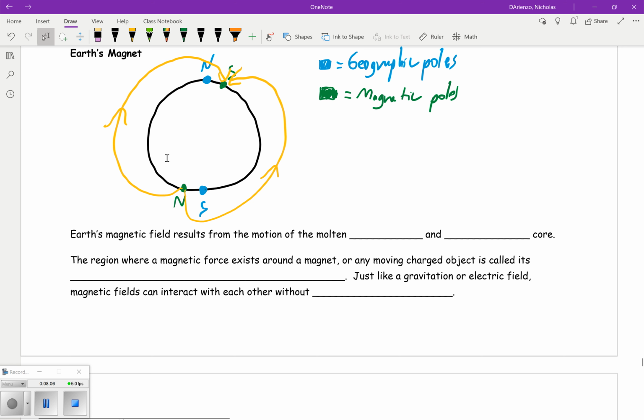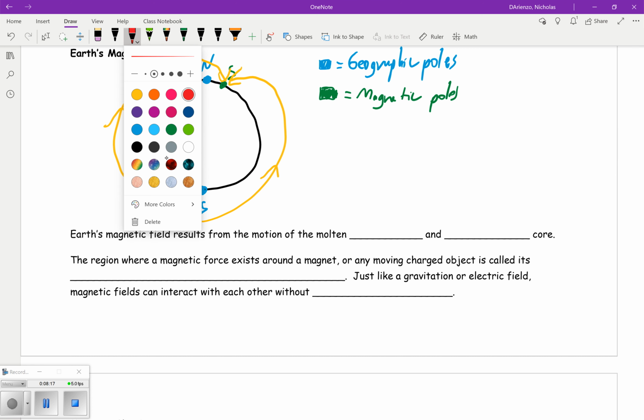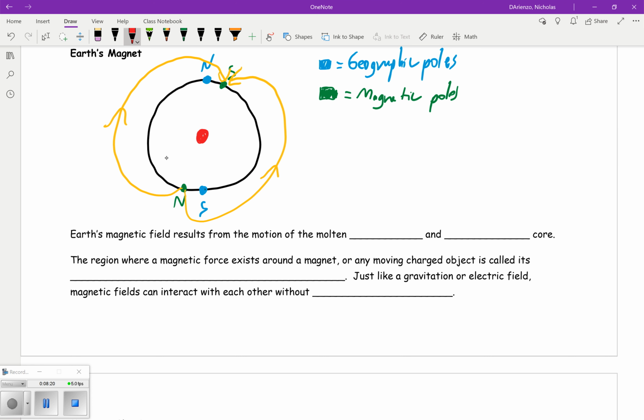This field itself gets produced from the iron and nickel core that's moving inside the Earth. All right, we've got this inner and outer core here. And due to the movement of that liquid nickel and iron core, we create this magnetic field around Earth. And that's from the iron and nickel core.